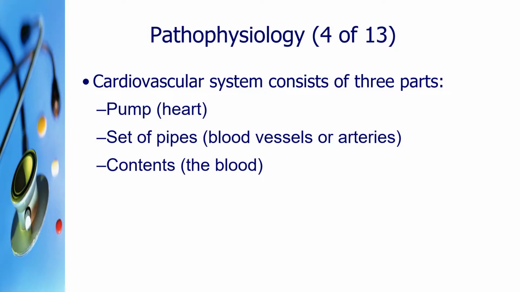The cardiovascular system consists of three parts. The first part is the pump, which is the heart. The second part is a set of pipes, which are the blood vessels or arteries. And then there is the content, which is the blood.